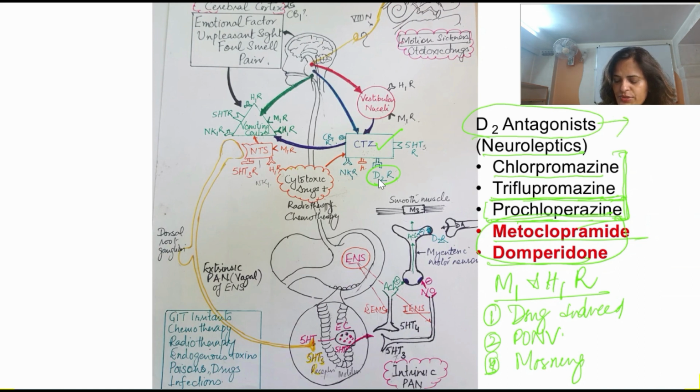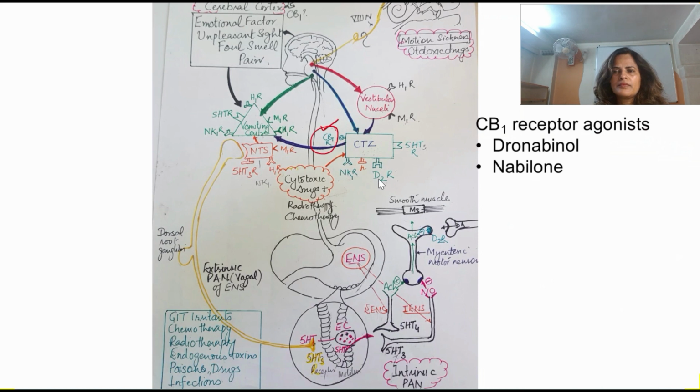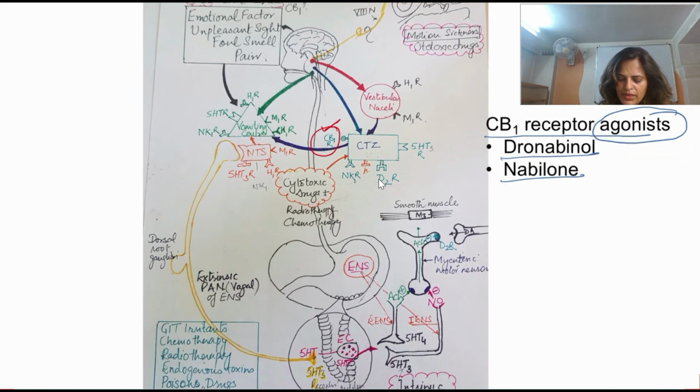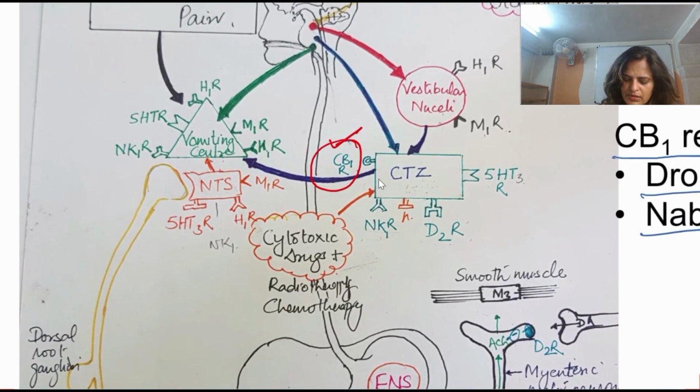So one or two extrapyramidal side effects, acute muscle dystonia, that is only seen, and then another is sedation. Now the next antiemetic drug is a cannabinoid receptor agonist. So this is the agonist. Now we have finished the 5 antagonistic drugs. Here the drugs are dronabinol and nabilone. They act by blocking the cannabinoid receptor on the CTZ center and the cannabinoid receptor on the vomiting center itself.